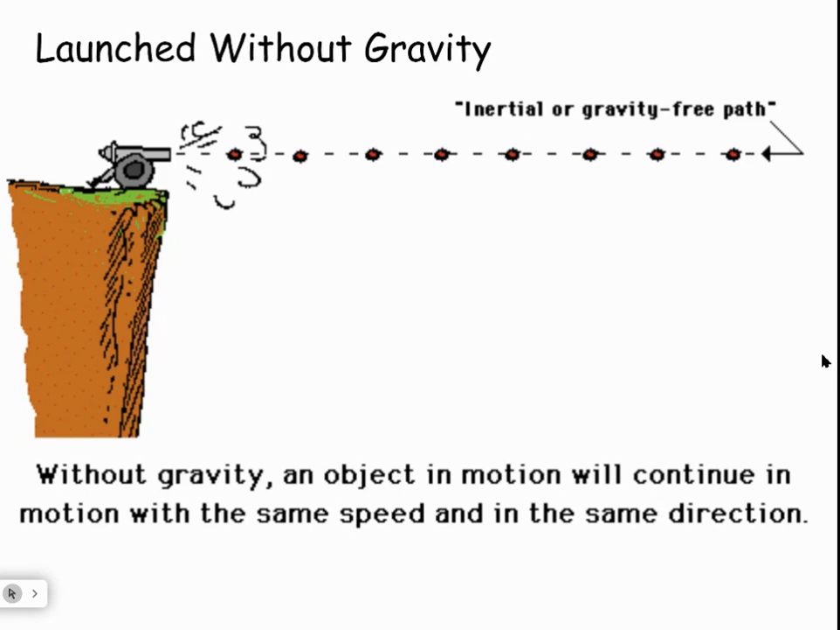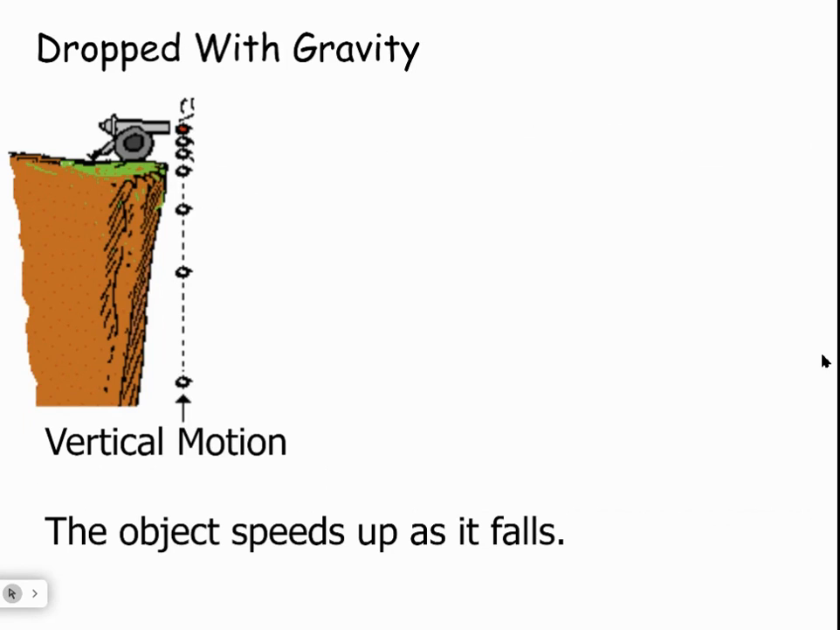Now, if instead we drop it, and there's only gravitational force acting on it, so we just drop the bowling ball, we're going to notice that it gets faster and faster as it falls down. So the distance between these pictures is going to get bigger because as it goes faster, it's going to go farther.